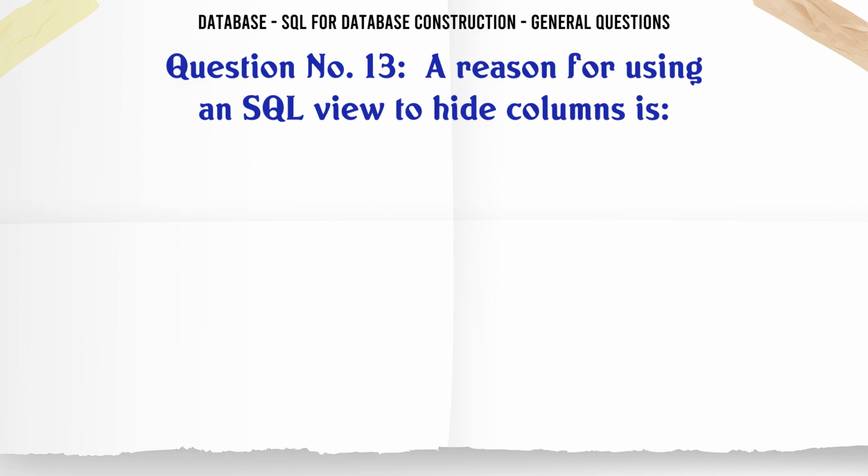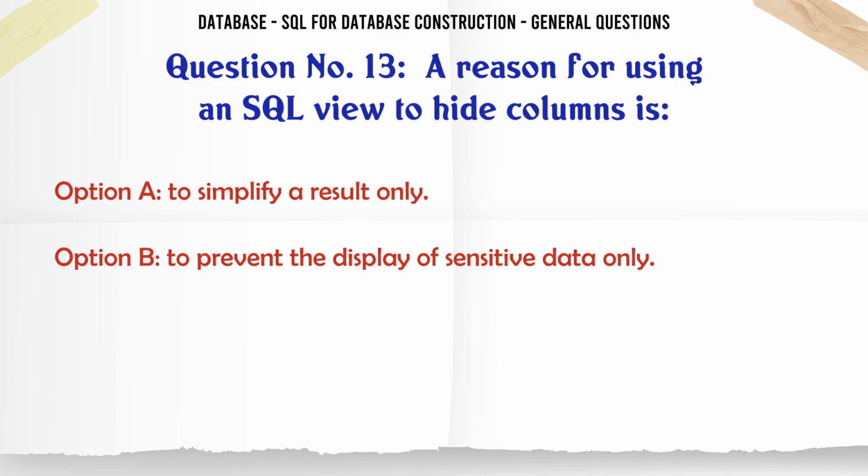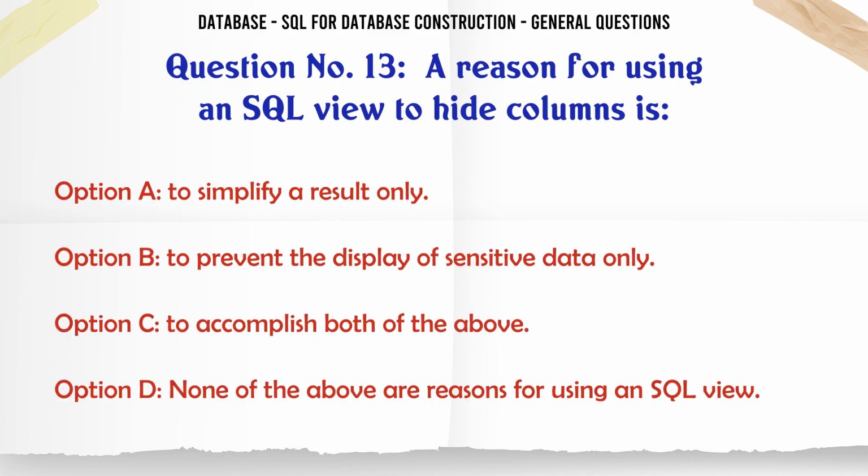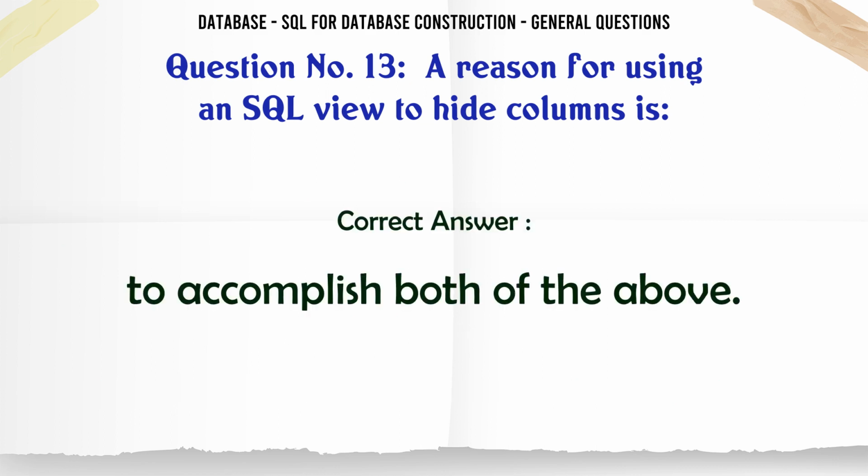A reason for using an SQL view to hide columns is: A. To simplify a result only, B. To prevent the display of sensitive data only, C. To accomplish both of the above, D. None of the above are reasons for using an SQL view. The correct answer is to accomplish both of the above.